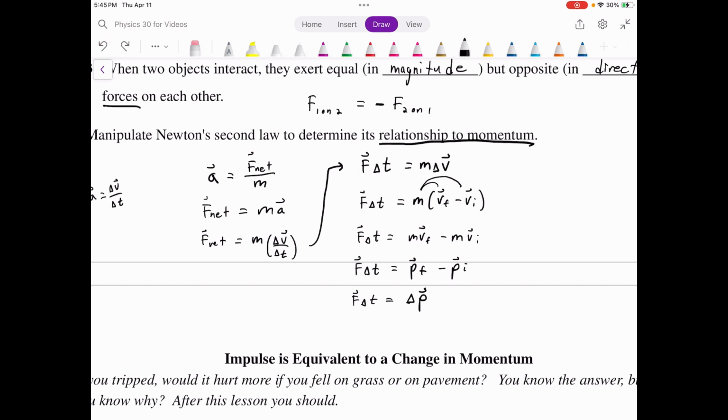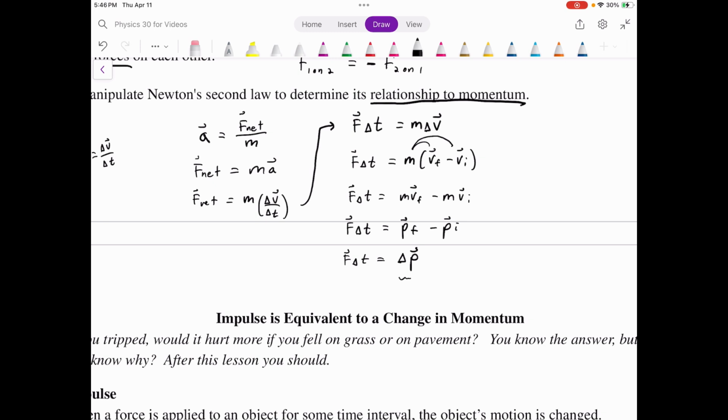This is actually how Newton wrote his second law. If you were to travel back in time and ask Isaac Newton what his second law of motion was, he actually would have said this. He wouldn't have said a equals F net over m. Now, we've seen they're mathematically the same, and they're talking about the same thing, right? But this is actually how Newton was thinking about it. He said that a force acting on an object for a given amount of time will cause that object's momentum to change.